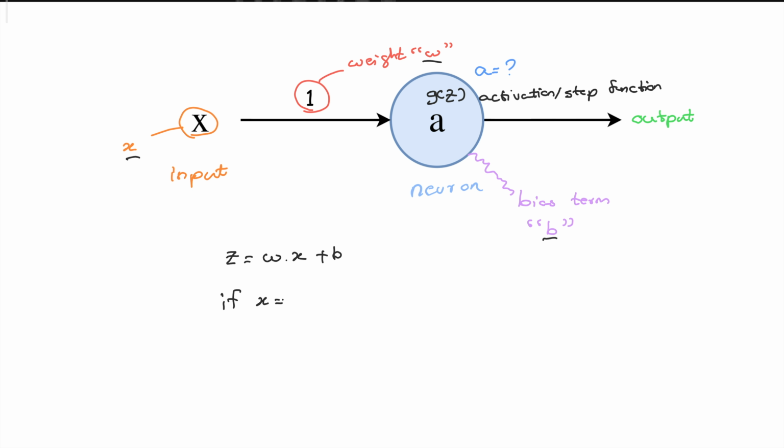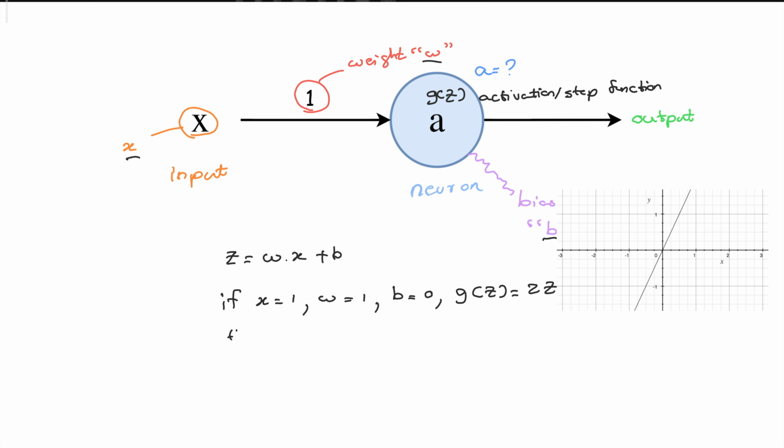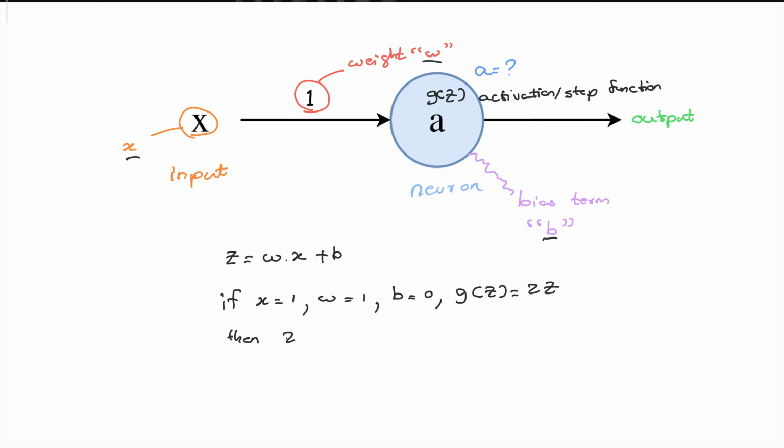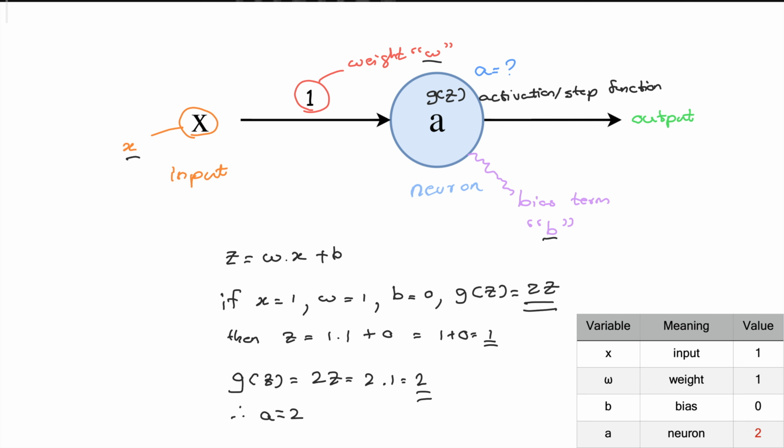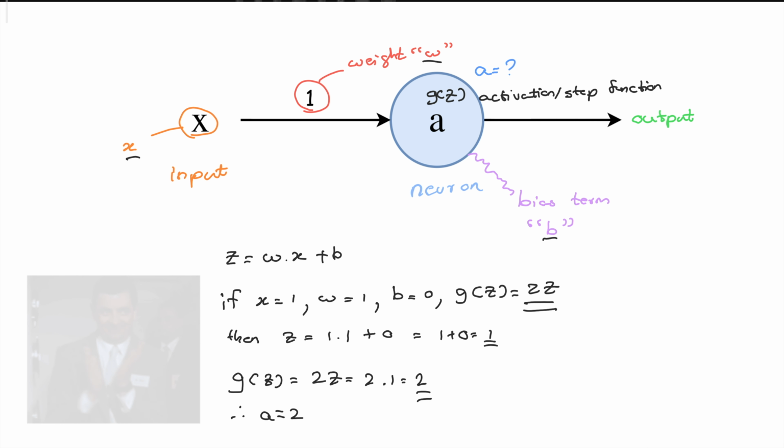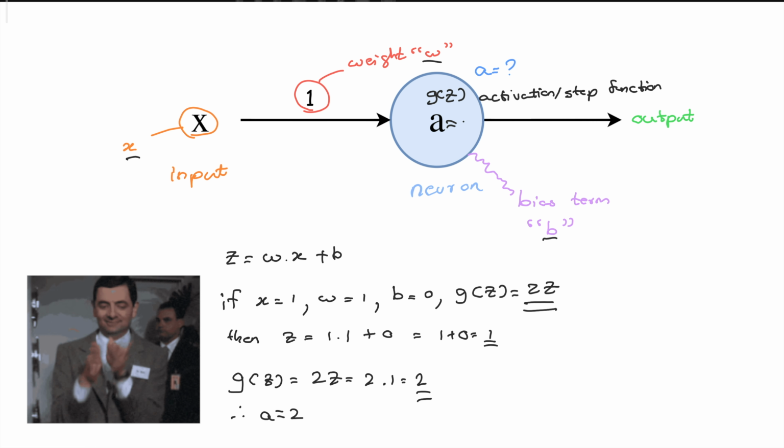Suppose we have the input value of 1, the weight omega value is also 1, bias term is 0, and also the activation function, which in this case is the linear function 2z. Then according to z is equal to omega x plus b, we're going to have 1 into 1 plus 0 equals to 1. And now we can apply the activation function to obtain the value of neuron A. In this case, the value is 2. Okay, so this is our first example of getting the value of neuron with single input.